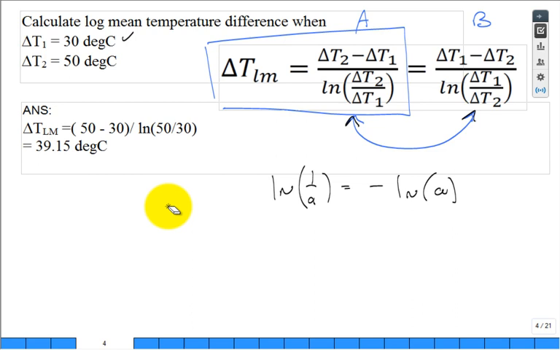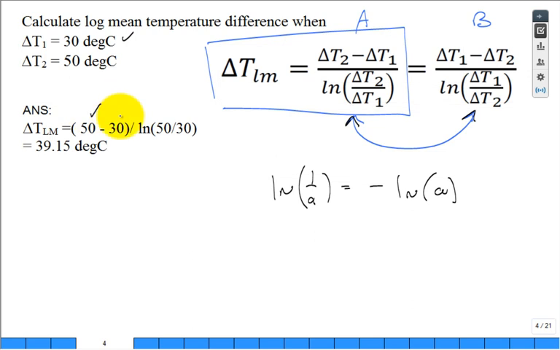So a lot of you already had it. So you put the 50 minus 30, and divide by the natural log of 50 over 30. But who didn't have a calculator and just looked at the two numbers and said, I think it's going to be around 40? You know, students are pretty smart. That's right, it's around 40. It's kind of an average delta T for the heat exchanger. But this will work for a lot of different cases. Some cases like this, it's easy to think, oh, that should be around 40. Let's go to another one.